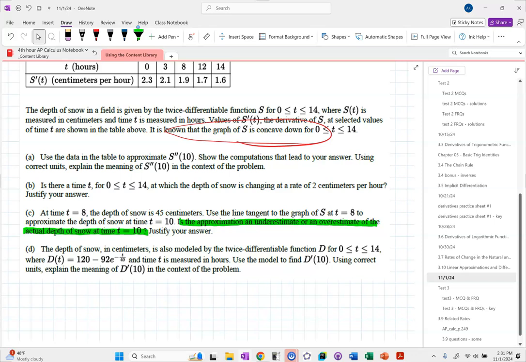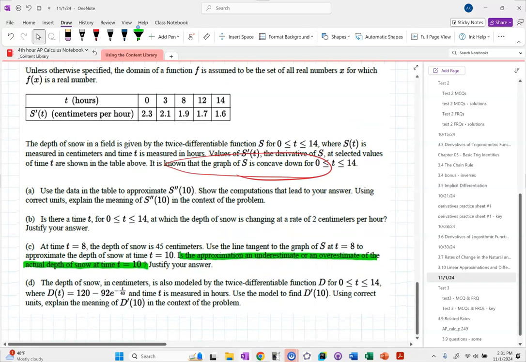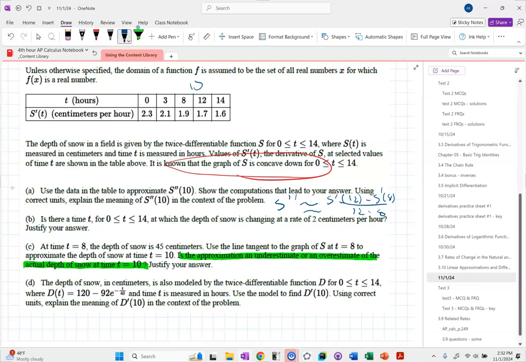Okay. Violet, I know you said you were going to do it, but how would you do part A? So I have a table of first derivatives. So 10 would fall in between these. So it should be approximately the first derivative at 12 minus the first derivative at 8 over 12 minus 8, just slope. And the answer there would be in centimeters per hour.